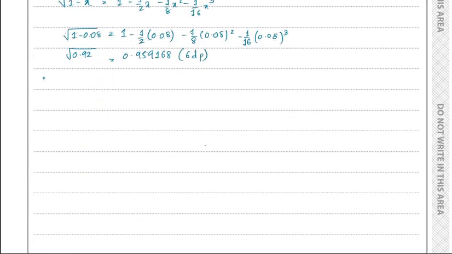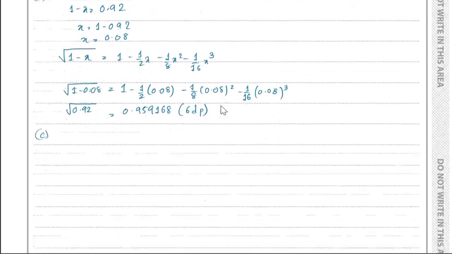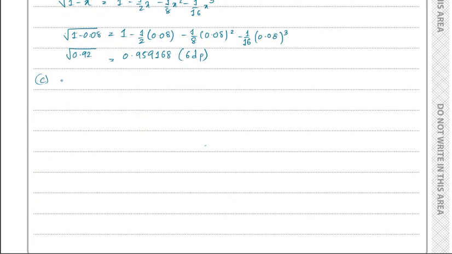For part C, they have asked us to use this to find an approximation to 5 decimal places of root over 23. For questions like this, you have to use the previous part. So we have been told in the previous part that there is root over 0.92. You can also write this in this form: root over 92 by 100. And if you divide the numerator and the denominator by 4, then that would be root over 23 by 25.